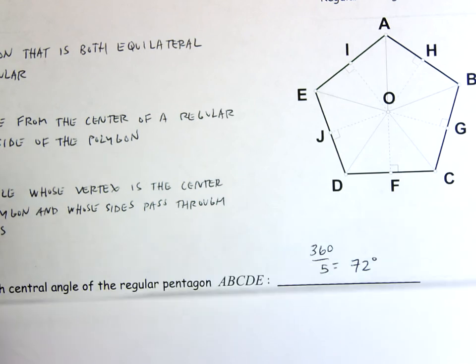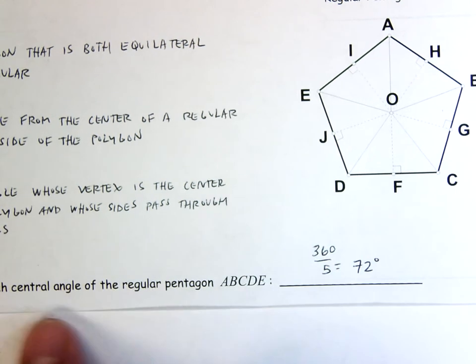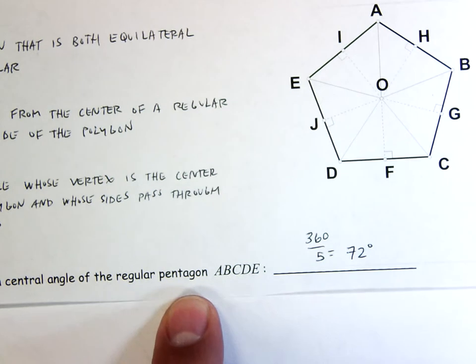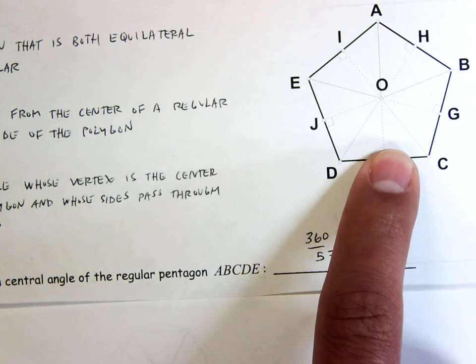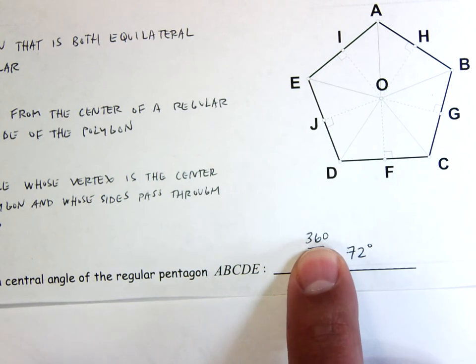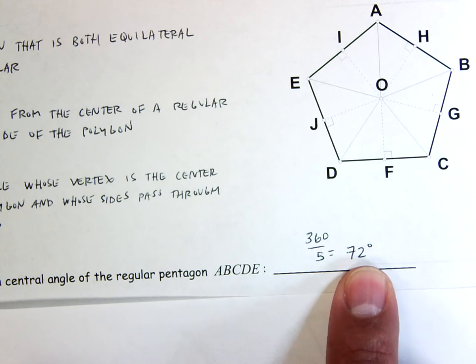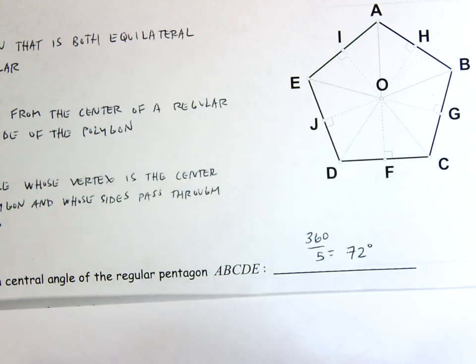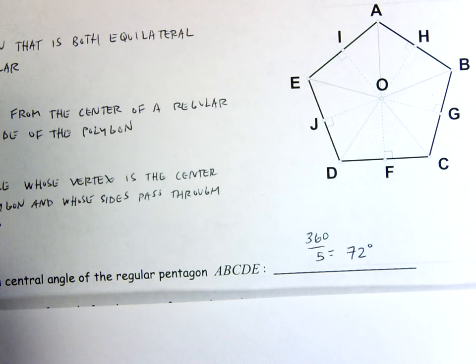So now think about this. Find the measure of each central angle of a regular pentagon. Well, that's what we've got here. We've got a regular pentagon. We've got 5 central angles. So I just got to divide 360. There's 360 degrees in a circle. 360 divided by 5 is 72 degrees. So each one of these central angles is 72 degrees. We'll do more of those in class.